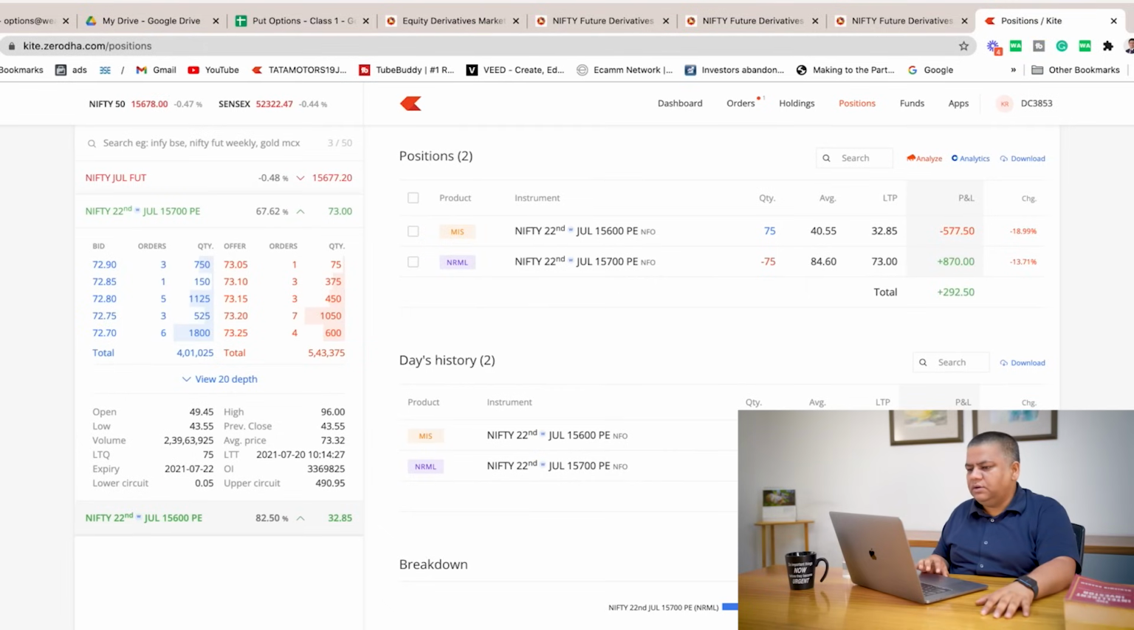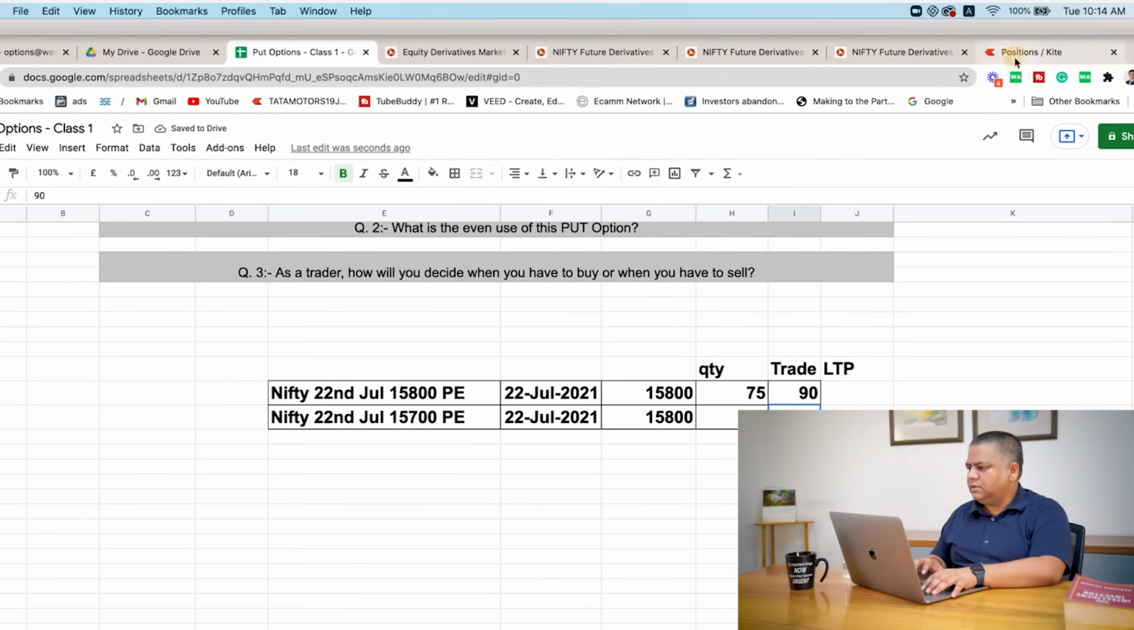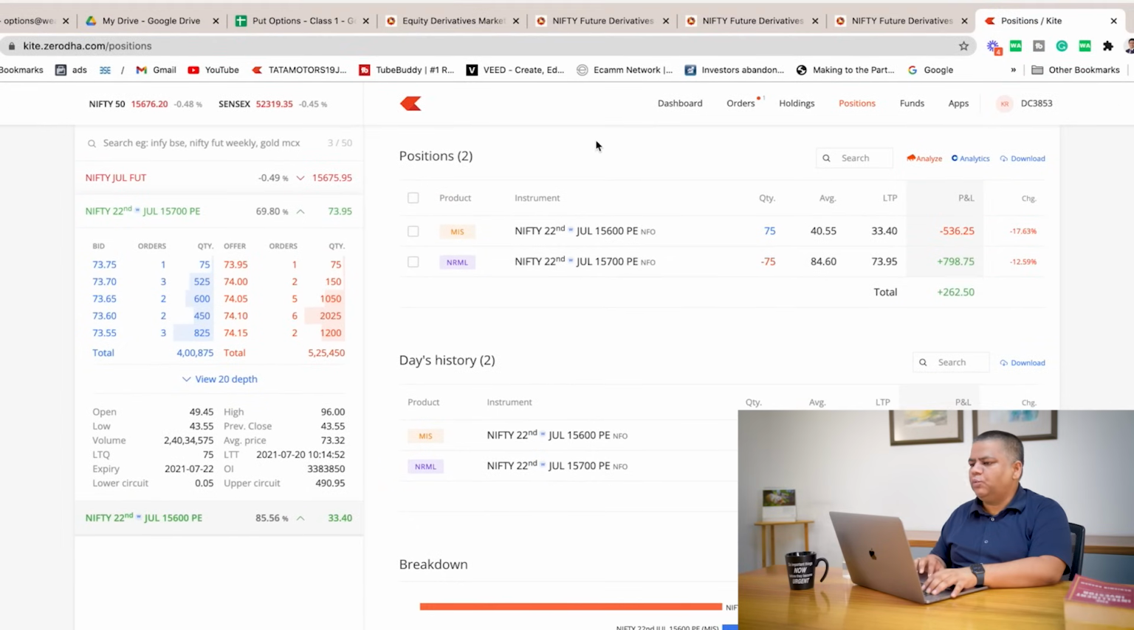So I came here. Wow, we are making a profit. We are making a profit in one and a loss in another one. So the one which we sold, 15,700, let's put it there. 15,700 put. I have sold it, so minus 75. What price had I sold at? Well, I had sold it at 84.60.